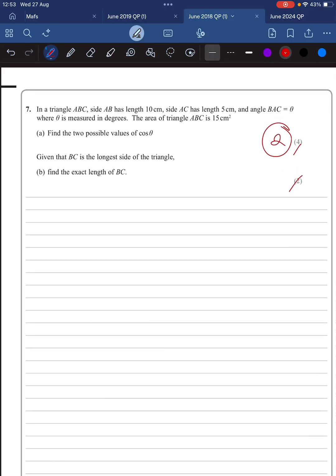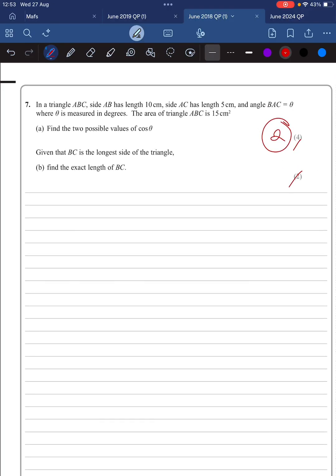Okay. So it's asking us, in a triangle ABC, side AB has length 10 centimeters. So we do AB, okay, and then we do C as well, right? It doesn't really matter about the length so far. I don't really care. So this is theta, BAC is theta, and AB is 10. Okay, and now it's asking us to find the 2 possible values of cosine theta, considering the area of the triangle ABC is 15 centimeters squared.